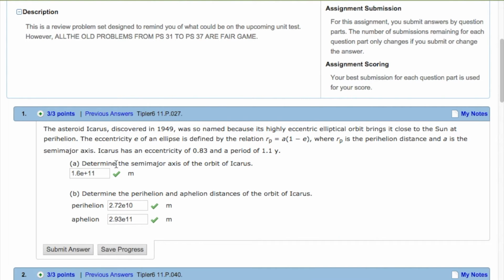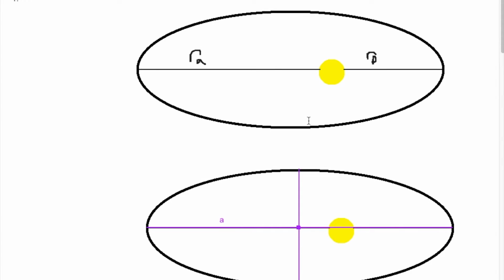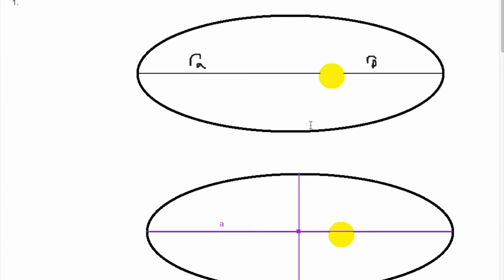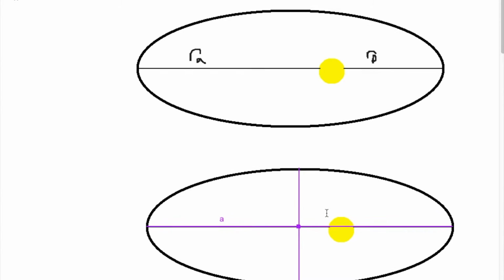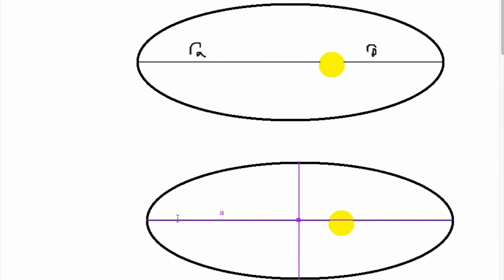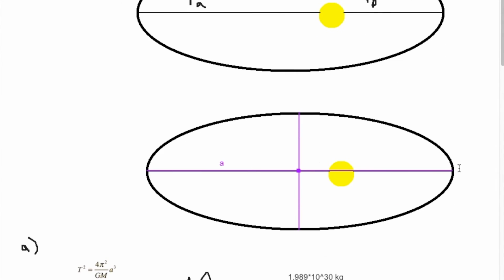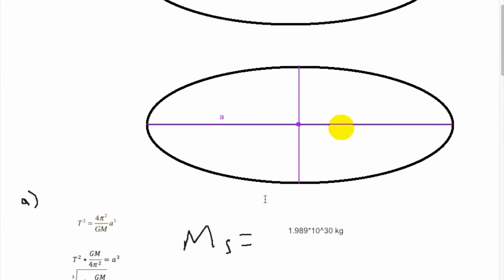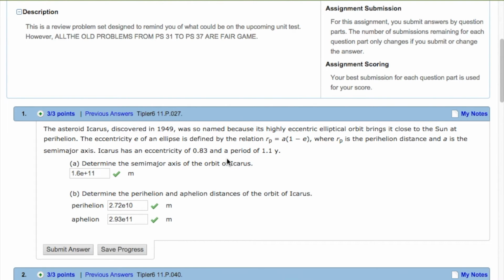It says, determine the semi-major axis of the orbit of Icarus. So, first, what is the semi-major axis? It's a part of an ellipse, and if you know anything about ellipses, you know that the semi-major axis is this distance here, this a. It's not all the way to the Sun, it's to the center of the ellipse. So, the entire major axis is 2a. And by the way, semi-major, the major part means it's the longer distance, so the width, not the height. Or actually, not necessarily, but like this, the longer distance.